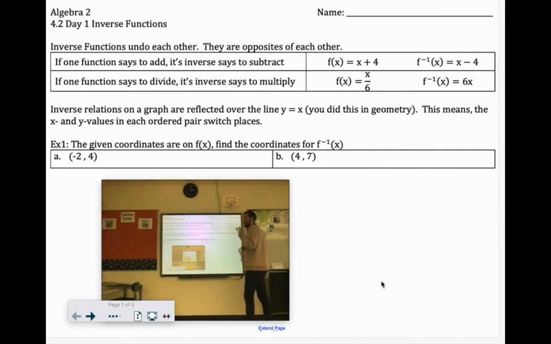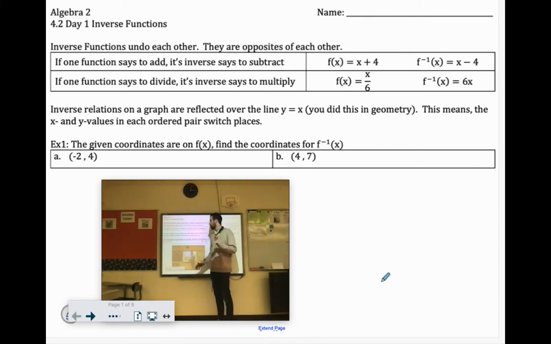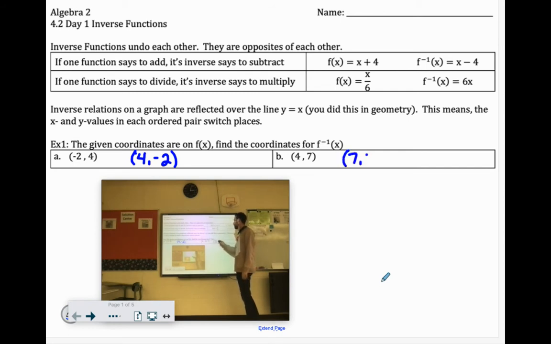So inverse relations: if you're given coordinates, where your coordinates are x then y, you just flip your x and your y coordinates. That's it. So if you look at example 1, the given coordinates are on f of x. Find the coordinates for f inverse of x, that's what that little -1 means there. All you do is flip the x and the y coordinate. So on A, the x becomes 4, the y becomes -2. On B, 4, 7, the inverse coordinate would be 7, 4.